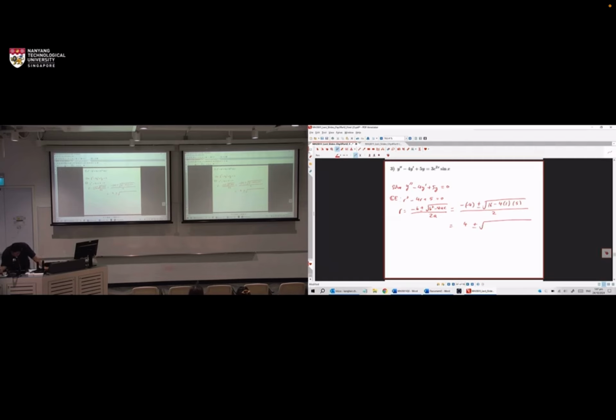This will give me 4 plus minus square root. 16 minus 20 is what? 16 minus 20 is negative 4, over 2. And that will give me 4 plus minus square root. The square root of negative 4 is equal to square root 4 times square root negative 1. So this is 2i. So it's 2i over 2. This will give me 2 plus minus i.